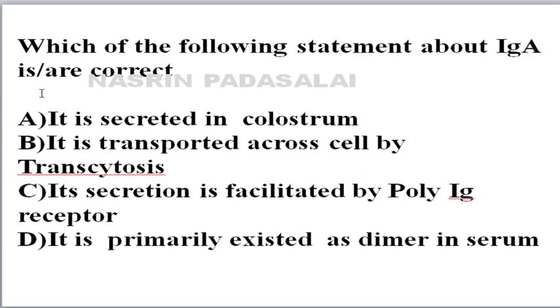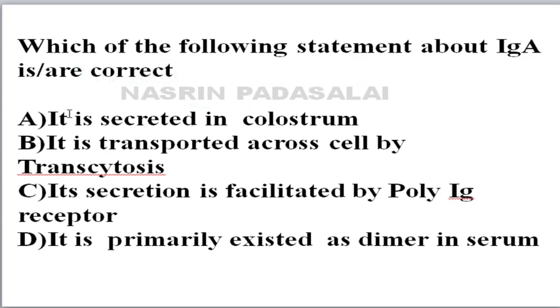Next question: which of the following statements about IgA antibody is correct? Okay, so this is again an MSQ type of question. It is secreted in colostrum of milk. Yes, it is a correct option, and it is transported across a cell by transcytosis. Transcytosis is nothing but a type of transcellular movement, friends. It allows the components inside the cell to move from one location to another by forming vesicles. So this option 2 is also correct, and its secretion is facilitated by poly-Ig receptor.